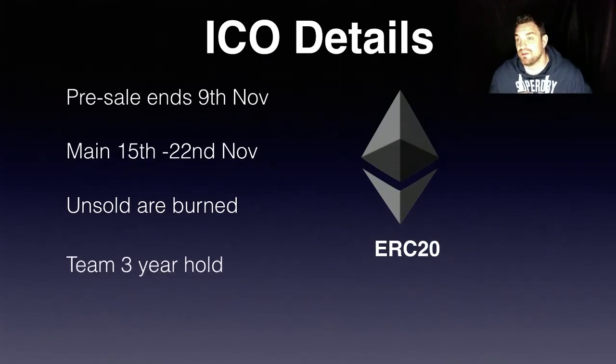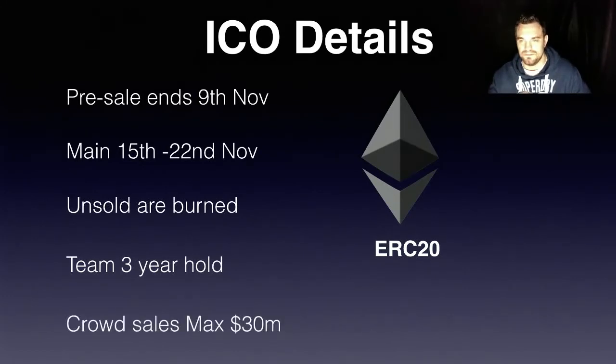The team itself are going to hold the tokens for over 3 years. Now, normally when you see a lot of these ICOs, they'll hold the tokens for a year. But this shows to me that they're showing real commitment and real belief in the project, that they're quite confident to hold those tokens for 3 years and know that the value will come through. And the other thing is, the crowd sale will be a max of 30 million, which is quite nice to see, because some people are just going for crazy amounts of money and trying to think that more is better, and it's not always the case.